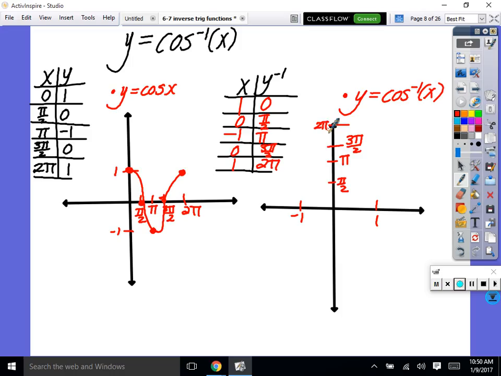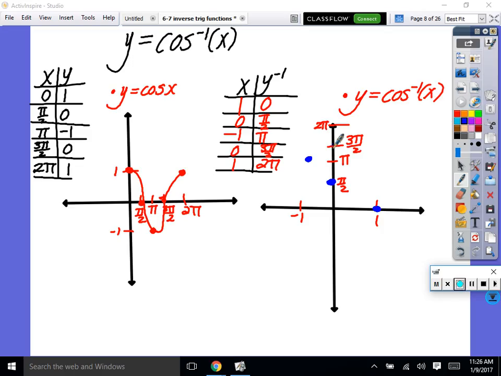Okay. Let's grab those points. So we go over 1, up 0. Boom. Over 0, up pi halves. Over negative 1, up pi. Okay, so we're finishing graphing. We're at the point now where we're graphing. We went over negative 1, up pi, and then over 0, up 3 pi halves.